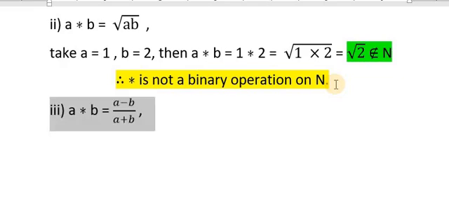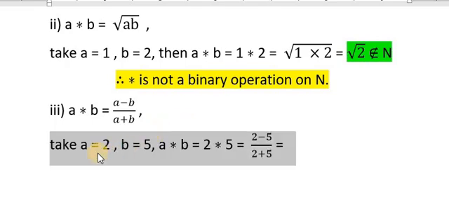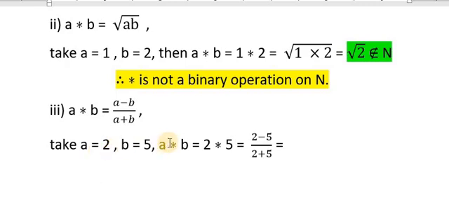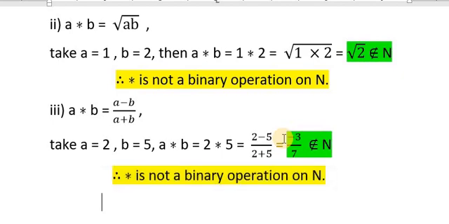Then, the third problem is a star b is equal to a minus b by a plus b. Let's consider a is equal to 2, b is equal to 5, and a star b is equal to 2 star 5, which is 2 minus 5 by 2 plus 5. 2 minus 5 is minus 3 and 2 plus 5 is 7. So minus 3 by 7 does not belong to N because N doesn't contain any fractions. Again, star is not a binary operation.